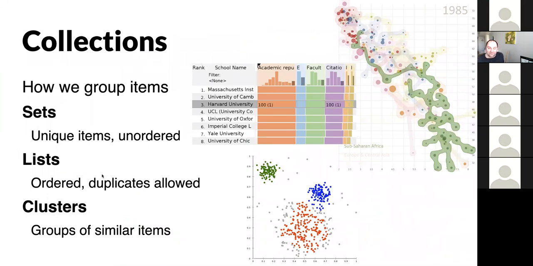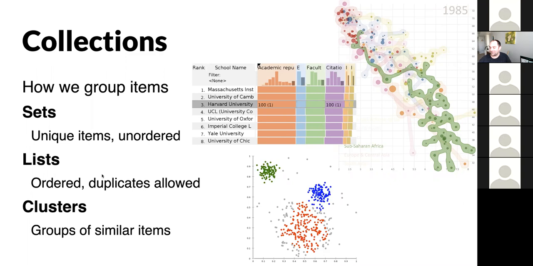So collections are about how we group items. It's useful to distinguish between sets, lists, and clusters. Sets are also familiar from programming languages. Sets have unique items and they tend to be unordered. Here in the top right is a technique to highlight sets.